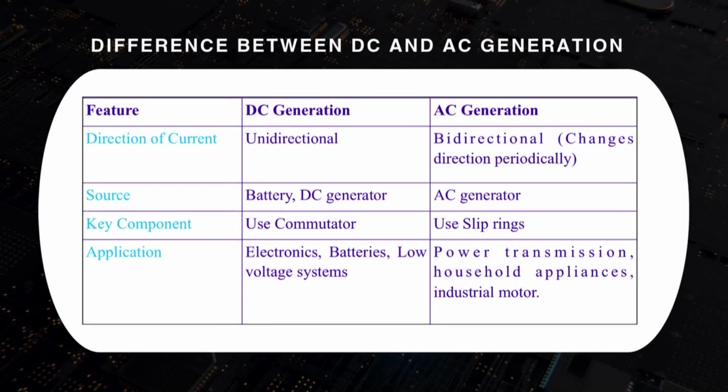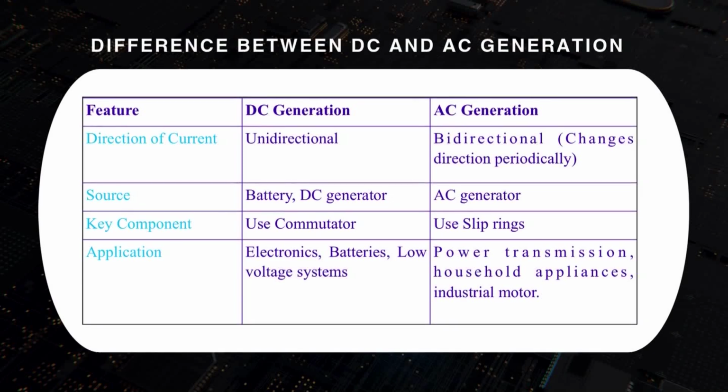So, the first feature is the direction of current. In DC generation, it is unidirectional, and in case of AC generation, it is bidirectional. That means it changes direction periodically. The next feature is the source. In DC generation, the sources are batteries and DC generator, and in case of AC generation, the source is the AC generator. Now, the key component. In DC generation, the commutator is the key component, and in case of AC generation, slip rings are used.